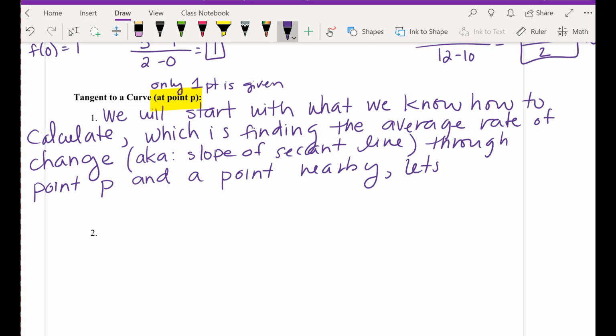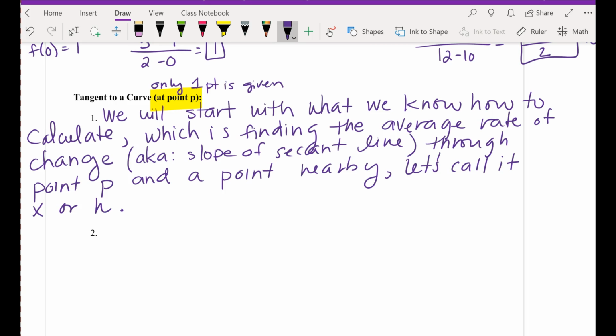Let's call it X or H. Your book uses X and H at different times. Okay, so that's what we're going to do. So a point near P is either called H or X. Okay, will that be okay so far? We're going to randomly pick a point as close as we can.